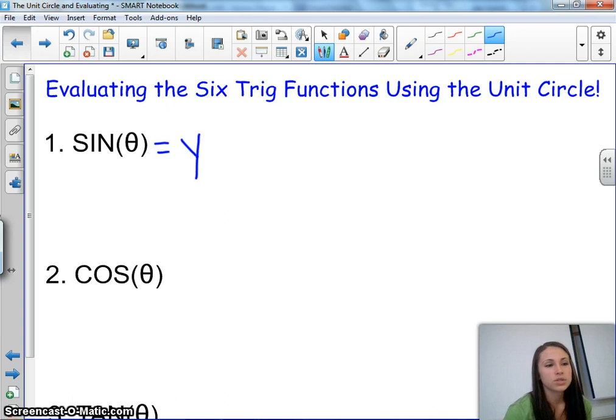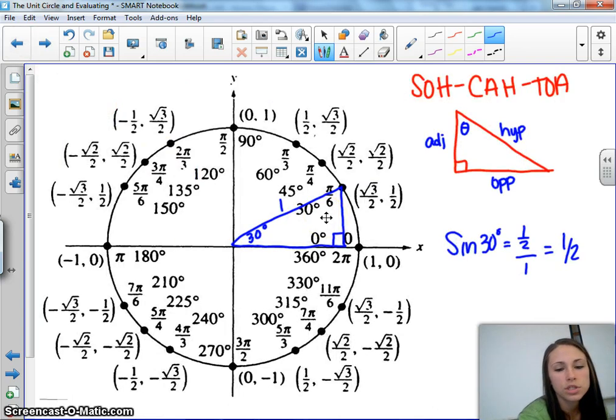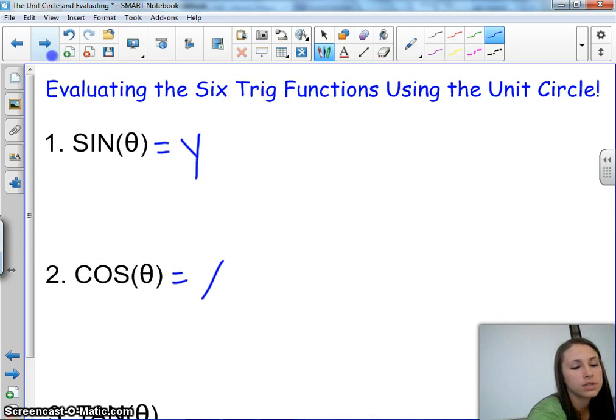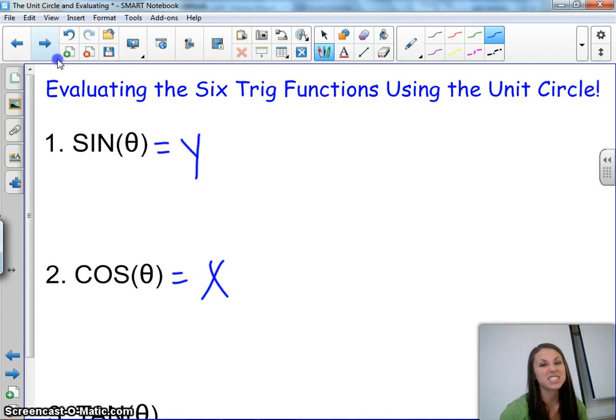Now let's look at the cosine of that angle. So let's look at the cosine of 30 degrees. Now the cosine is just the adjacent over the hypotenuse. So the adjacent leg is just going to be this leg, which I know is just square root of 3 over 2. And then the hypotenuse is just 1. So square root of 3 over 2 over 1 is just square root of 3 over 2. And this is just the x coordinate at that point. So the cosine's rule is cosine is always the x coordinate. And in my head, I go cos equals x. And so it just works.